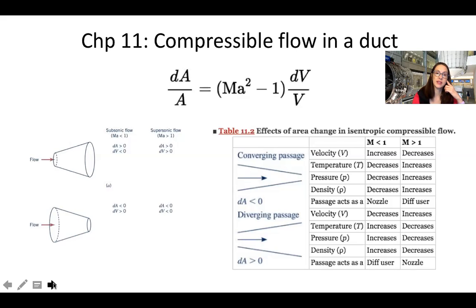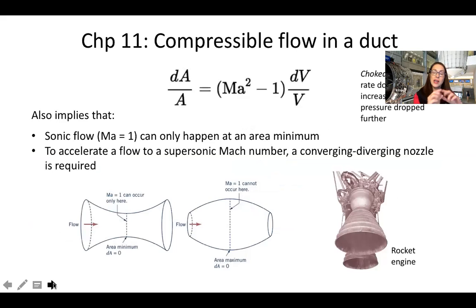That implies that we can only have a Mach number of 1 at what's called the throat of a converging diverging nozzle, like you see here. And we can prove, we won't talk about it now, that dA equal to 0 has to be converging diverging. It can't be diverging converging like we see in the middle. It has to be converging diverging. So it turns out the only way you can get supersonic flow in an interior flow for compressible flow is with a converging diverging nozzle.